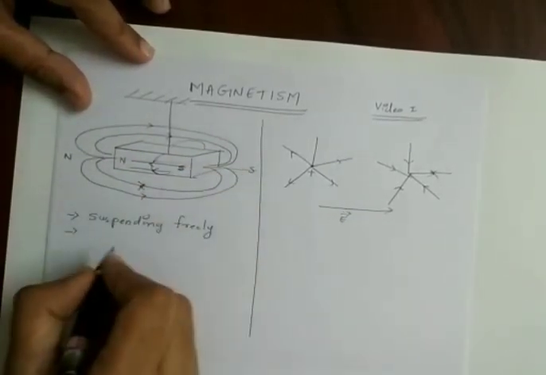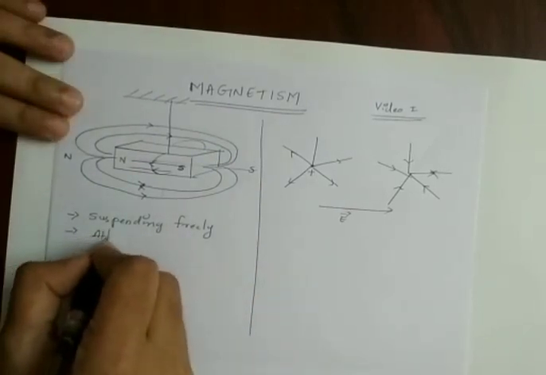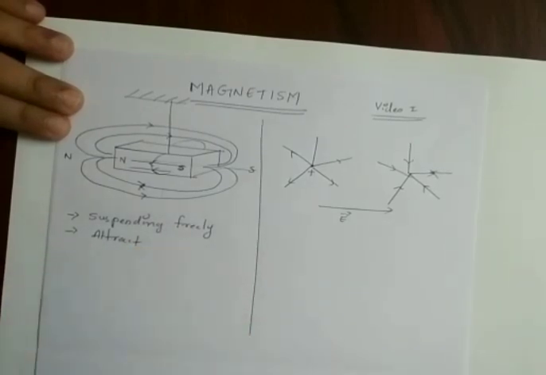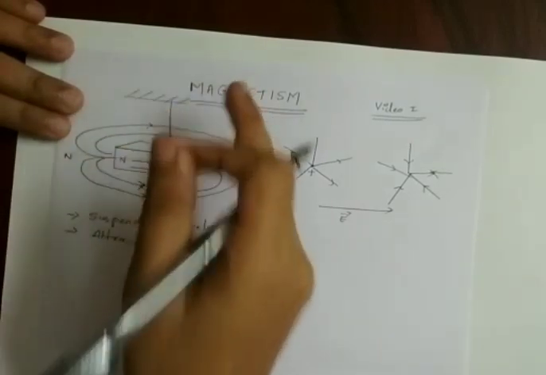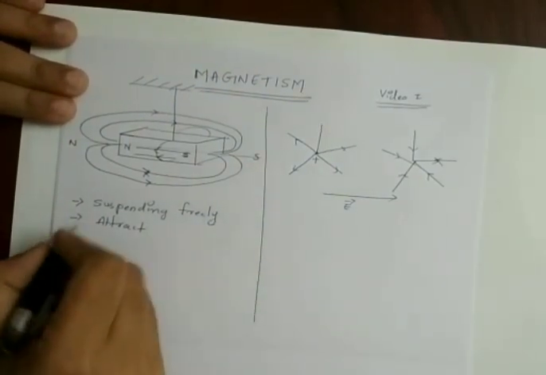Some of the properties of magnets are that magnets have an attractive property. They attract certain metallic materials. When they are suspended freely, they align along the north-south direction of the earth. And there is force between the poles.